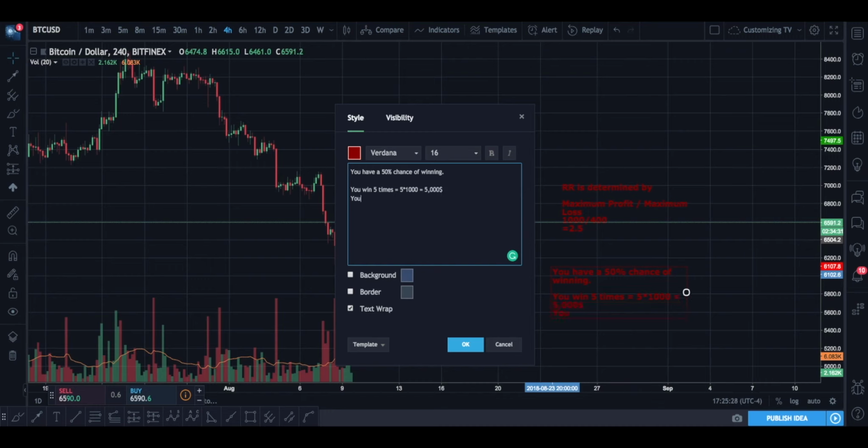And you lost 5 times. So for those 5 losses, you lost 400 each, which means in total you lost $2,000. So therefore, although you took 10 trades, because you applied proper risk management, your profit is actually 5,000 minus 2,000, just 3,000, right?